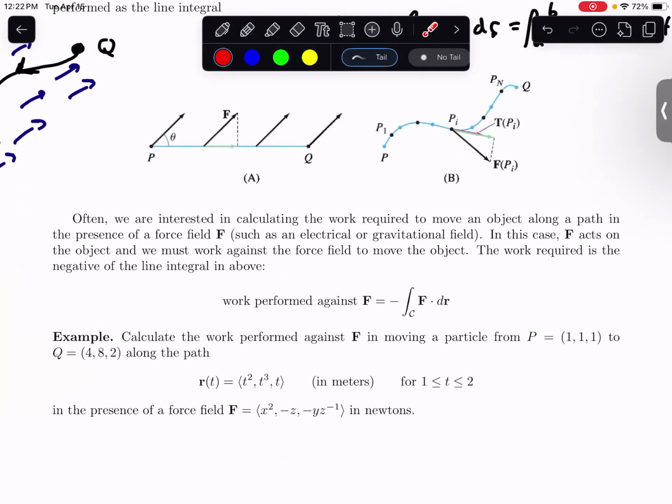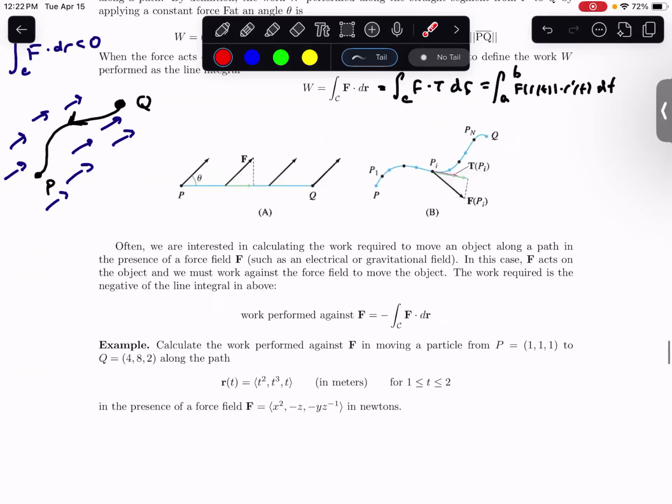Often we're interested in calculating the work required to move an object along a path in the presence of a force field F, such as an electrical or gravitational field. In this case, F acts on the object, and we must work against the force field to move the object. And so the work required is the negative of the line integral above. So if you're looking at the work performed against F, it's going to be -1 multiplied by this vector line integral.